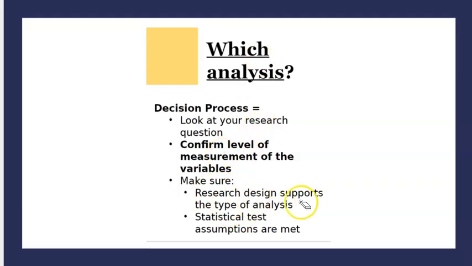Make sure the research design supports the type of analysis. Statistical test assumptions are met. The second part, assumptions, is also important, because if you want to run the normal analysis, not the non-parametric, parametric means that assumptions must be met to run the parametric test. That is an important point you have to consider. And then the research design supports the type of analysis, which is related to the level of measurement of the variables also. These are all important in deciding which analysis you can take.